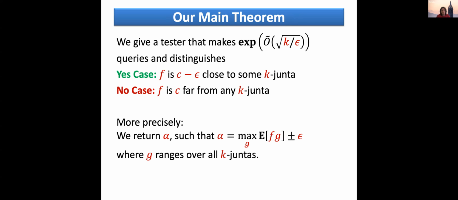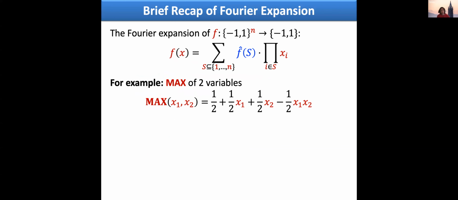More precisely, we return an alpha that is approximately the best correlation f has with any k-junta, up to some additive error of epsilon. It's an easy corollary: once you have this distance approximation result, you can easily get the tester that we claim. So I'm going to talk about our techniques to achieve this, but first, in order to do that, we need to talk about some background in the Fourier analysis of Boolean functions.